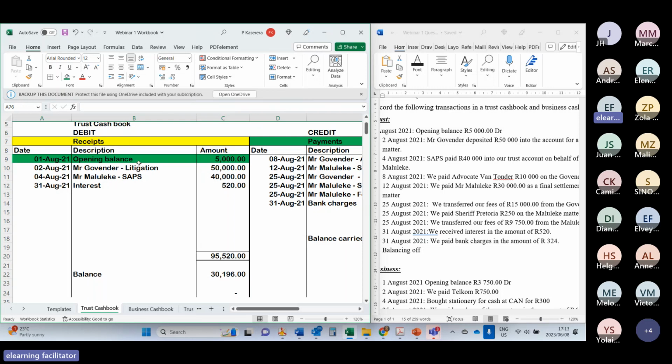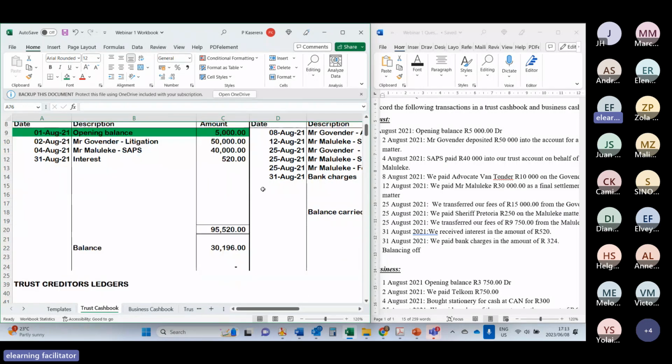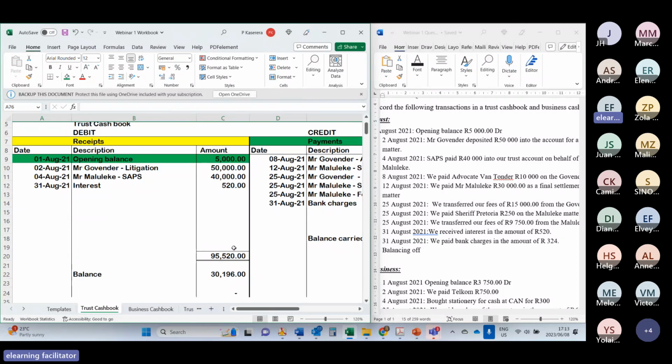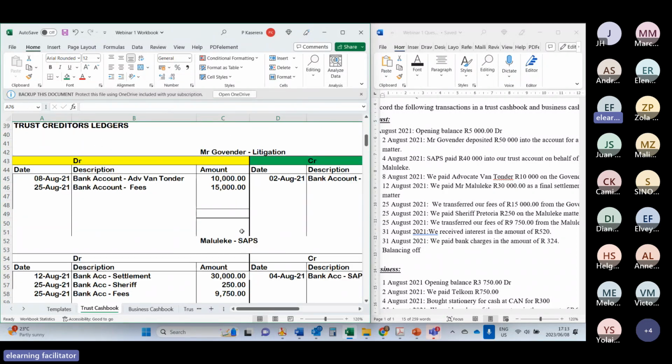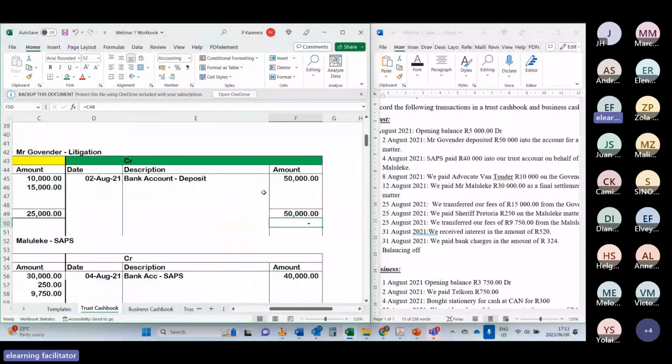So with the cash book, we have already balanced it off. And when it comes to the Govender matter, we also need to balance it. How we balance it, we first add the debits, and then we also add the credits. In this case, our credit balance is higher than our debit balance. So when we balance off, we balance where there is a lower amount.